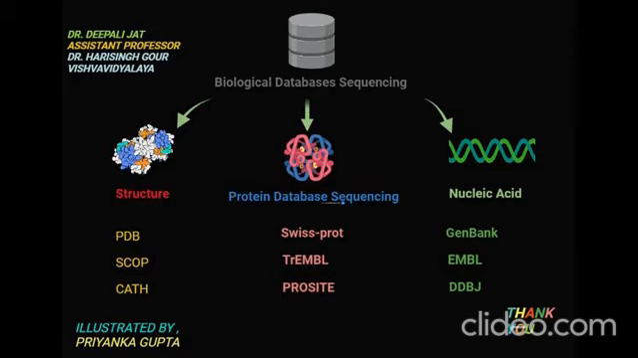TrEMBL consists of computer annotated entries derived from the translation of all coding sequences in the nucleotide sequence databases except for coding sequences already included in SwissProt. It also contains protein sequences extracted from the literature and protein sequences submitted directly by the user community.